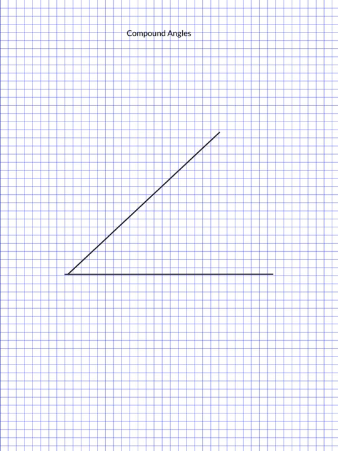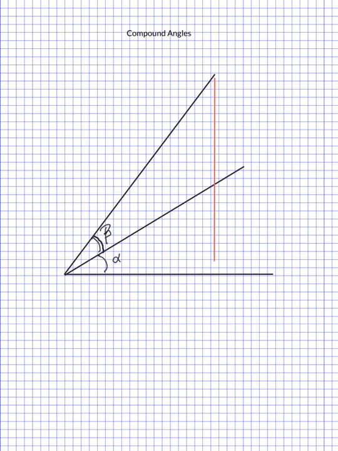All right, so I'm just going to pick some random angle here. Let's say about that far there. We'll just call this angle alpha. And then I'm going to make another angle above it right here. We're going to call that angle beta. Okay, I'm going to draw a line straight down from the edge here. I'm going to extend this line out a little bit.